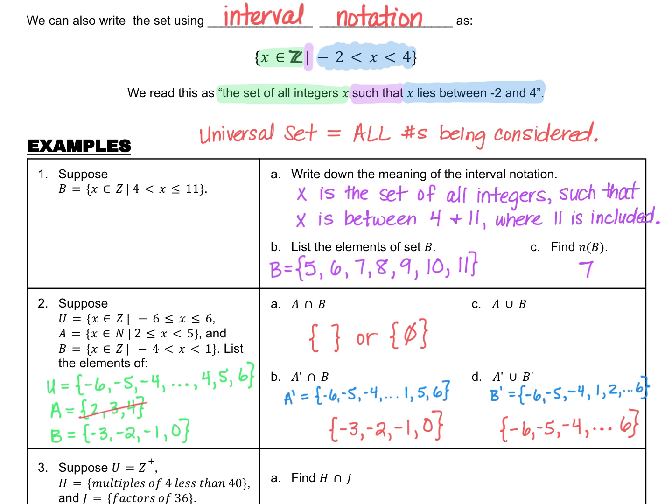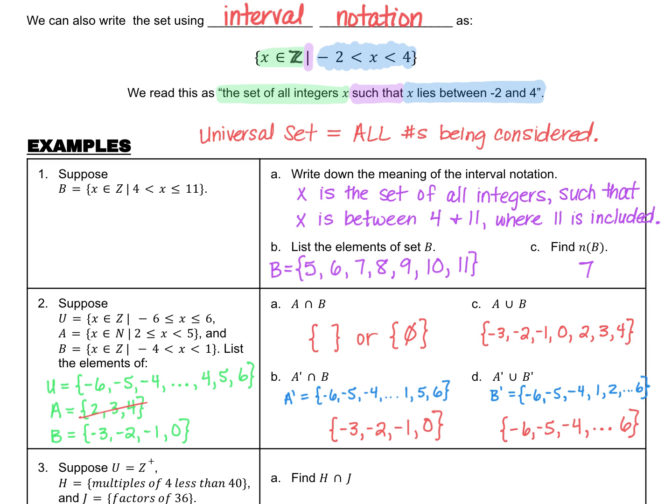The union of A and B will end up being, and I'm going to write it in numerical order, so we can say it is -3, -2, -1, 0, 2, 3, and 4.